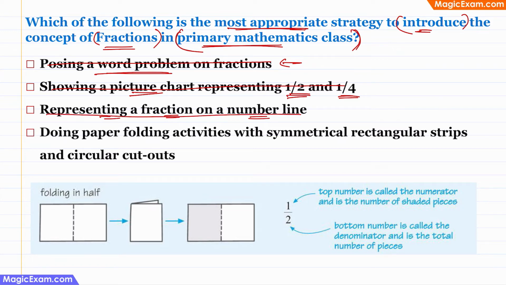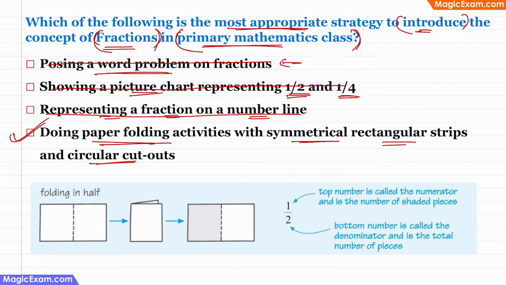Now, one of the basic things about learning mathematics is that if you do something hands-on, then you are able to understand it better, you are able to learn it better. So the last option, which says doing paper folding activities with symmetrical rectangular strips and circular cutouts, is the best way to introduce the concept of fractions in primary mathematics classes. This is the correct answer.